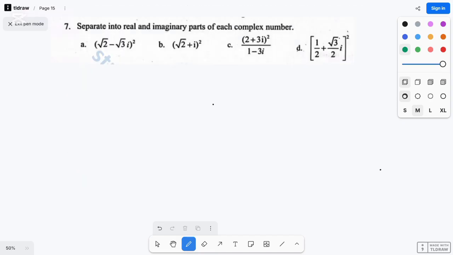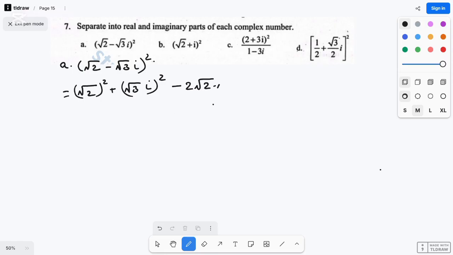Question number 7. Separate into real and imaginary parts each complex number. Section A: (√2 - √3 iota) whole square. We will apply the formula: the square of the first term plus the square of the second term minus 2 into first term into second term into iota. The square root cancels with the square, this is 2, plus here also the square root cancels to give 3, and iota has no root, so iota square comes, minus 2.